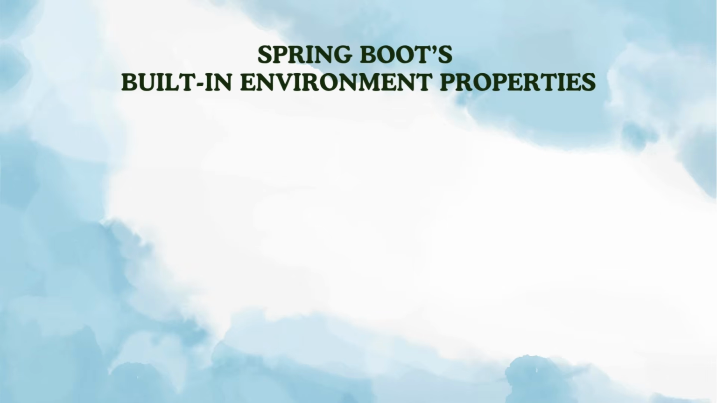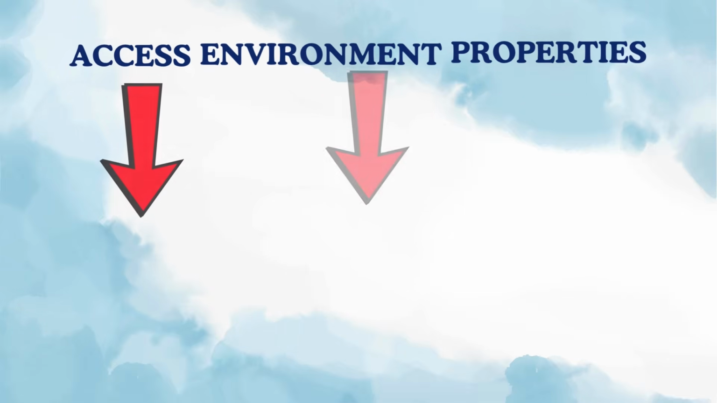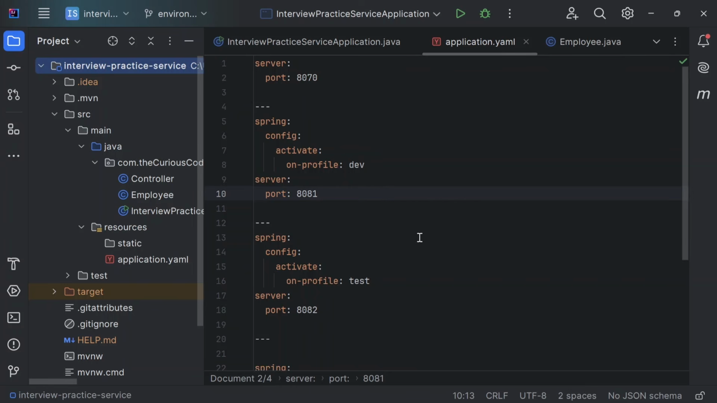So far we have only talked about Spring Boot's built-in environment properties like server.port or spring.datasource.url, but Spring Boot also allows us to create our own custom properties, and we can access them in our application in different ways. Let me show you how we can configure a custom environment property. I'll take a very simple example. Let's say we have a feature that enables two-factor authentication in our application, and I want that feature to be enabled only for the prod environment and not for dev or test. How will I do that?